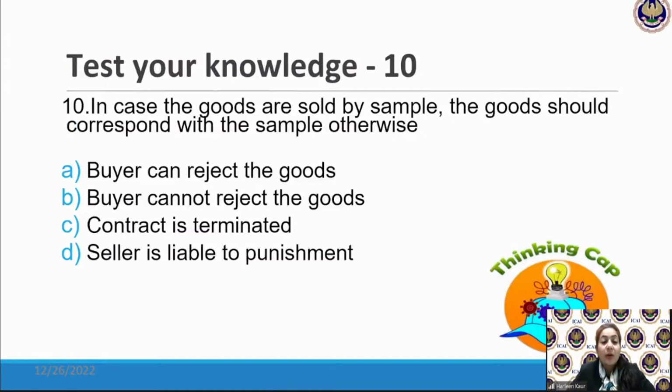Okay, let's do this last one. In case the goods are sold by sample, the goods shall correspond with the sample, otherwise the buyer can reject the goods; buyer cannot reject the goods; contract is terminated; seller is liable to punishment. What will happen if the goods are sold by sample and the goods shall correspond with the sample? Otherwise, what will happen?